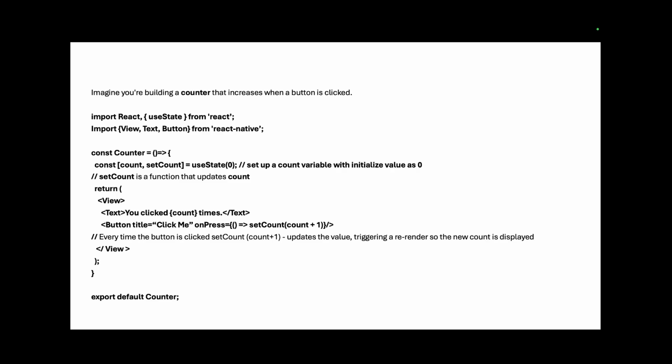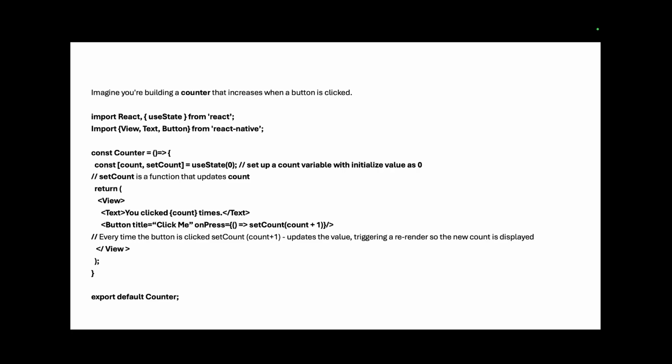This is a simple application where the counter increases when a button is clicked. So this is the state variable count and setCount. The initial value is 0, and on the button click we use this function to increase the count. Every time the button is clicked, setCount plus 1 updates the value and triggers a re-render, so that the new count is displayed on the UI.